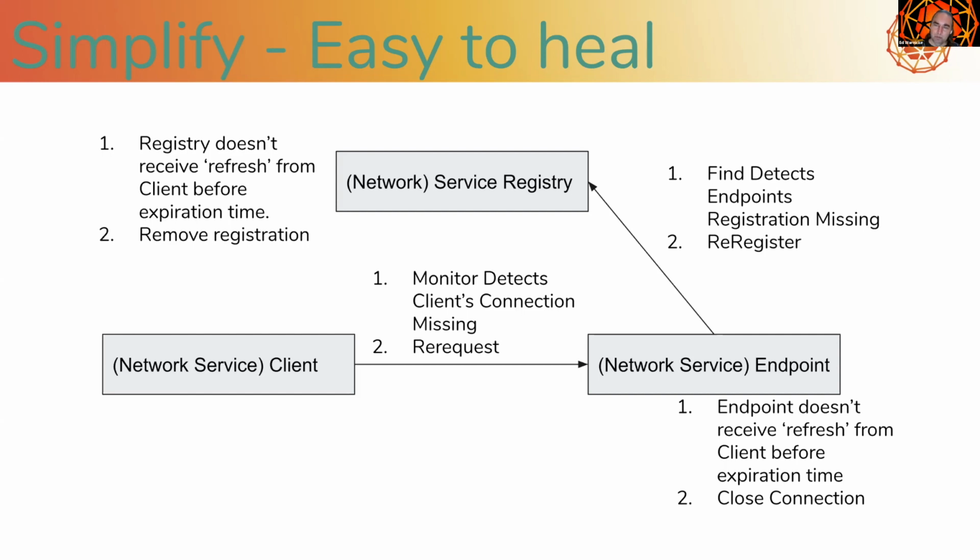But as the number of components proliferated and the number of APIs proliferated, this got to be quite complicated. And we were still at a place where we could only lose one piece of the system at a time. And so in looking at resilience and healing, it turns out that the best way we could find to approach this was to say, from the client to the endpoint, the client should monitor to detect if the endpoint doesn't believe it has a connection for that client, and if it doesn't, re-request.